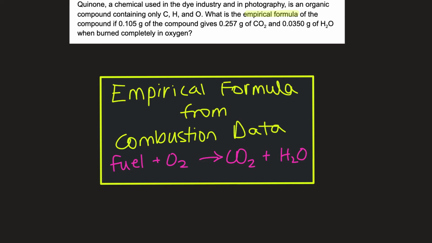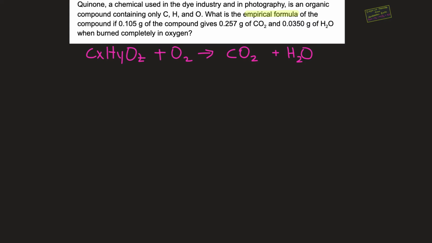Just to review combustion reactions, you have a fuel, usually made of carbons, hydrogens, maybe some oxygens, plus O2. Oxygen is needed to support combustion, and then complete combustion yields carbon dioxide and water. But the problem here is you don't know what your fuel is. All you know is that it contains C, H, and O, and how much total you have of it. So I can't write out a balanced equation because I don't know my formula, and therefore I'm not going to know what any of my coefficients are.